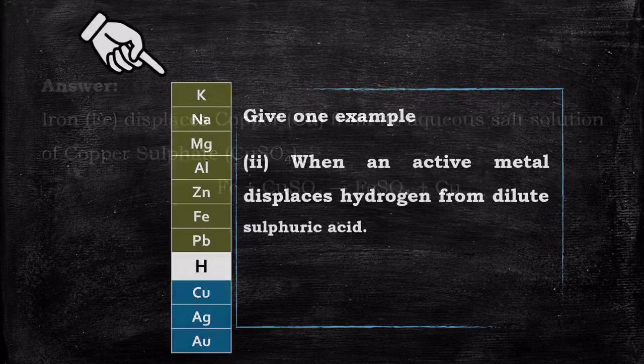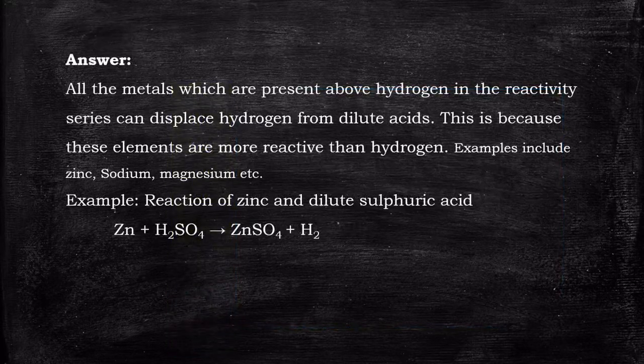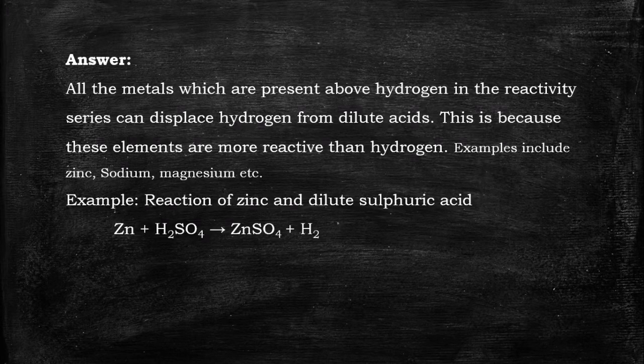This last question says: give one example when an active metal displaces hydrogen from dilute sulfuric acid. All metals which are present above hydrogen in the reactivity series can displace hydrogen from dilute acids. This is because these elements are more reactive than hydrogen. Examples include zinc, sodium, magnesium. All these elements are above hydrogen. In the reaction of zinc with dilute sulfuric acid, zinc will replace the hydrogen in H2SO4, that is sulfuric acid, to give zinc sulfate and hydrogen gas.